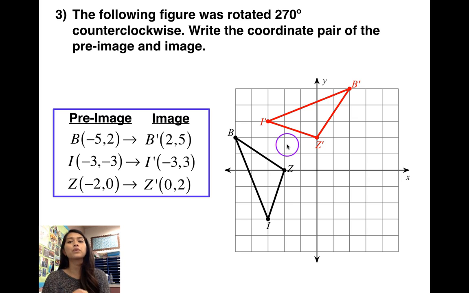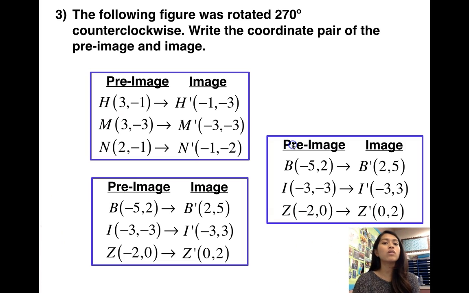So with all of those ordered pairs, I'm going to go ahead and merge them all onto one slide. So here, this was from number 1, this was from number 2, and this was from number 3. Were you able to develop a coordinate rule for a 270 degrees counterclockwise rotation?